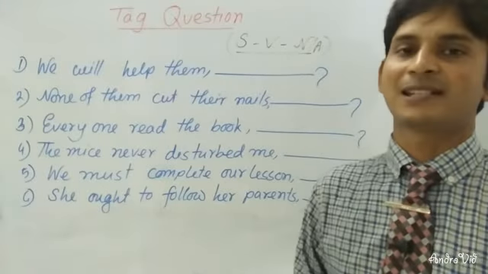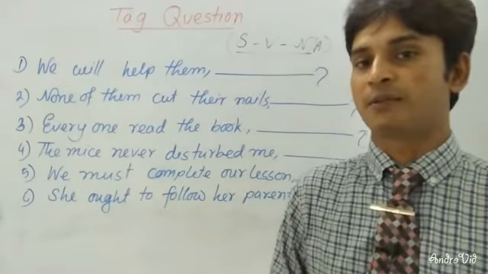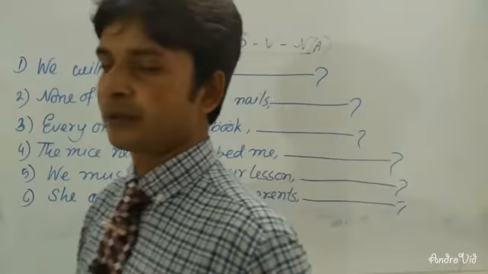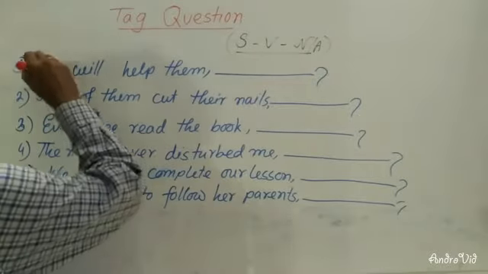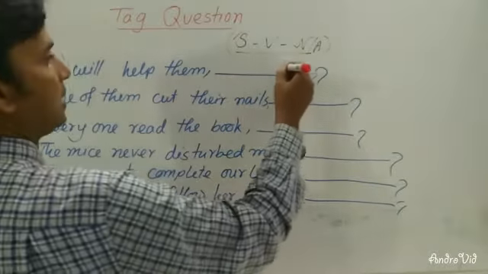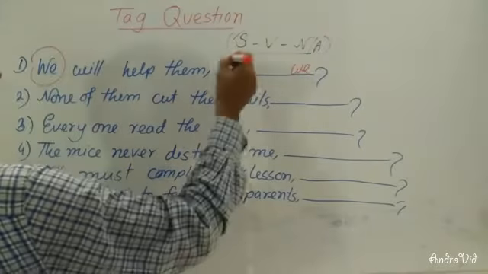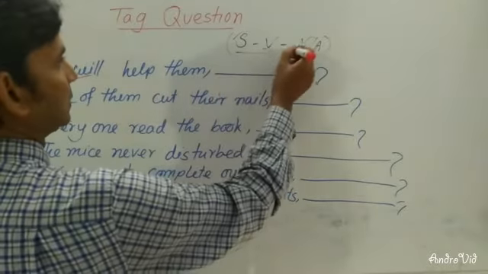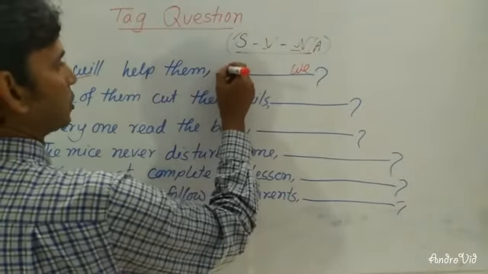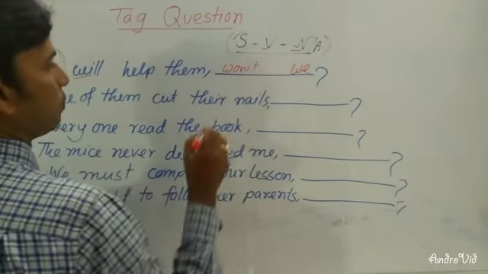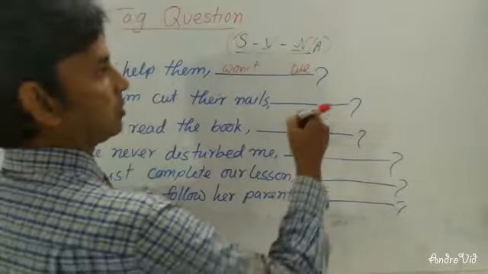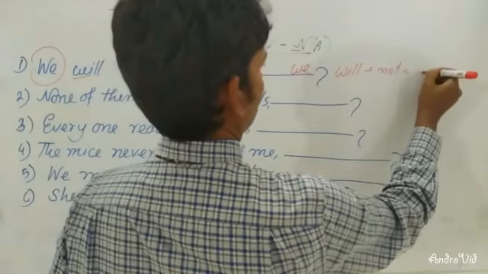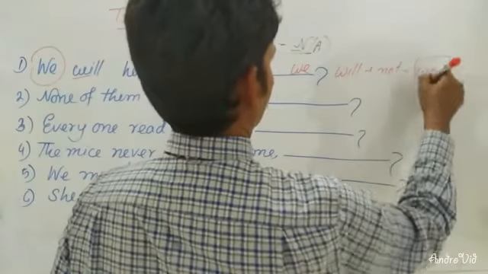Dear learners, in the six sentences I have used different subjects and different auxiliary verbs, and somewhere I have used negative words. So let's practice this. In the first sentence, at first you have to find the subject, we. So we will use we. Then you go to the verb, which is will. There is no negative word, so you will write the short form won't. Will plus not means won't. So you will use won't.